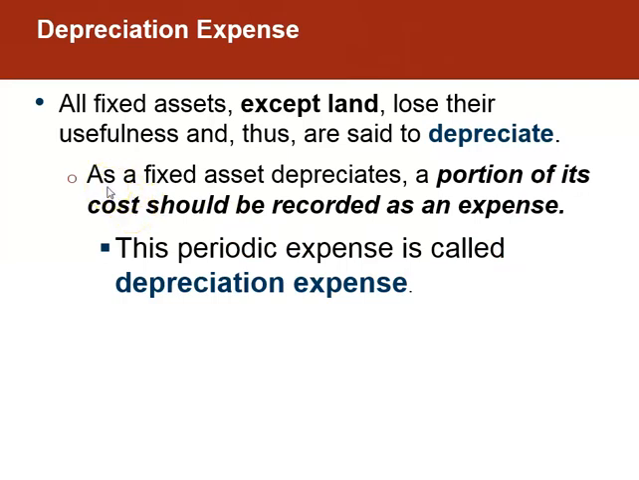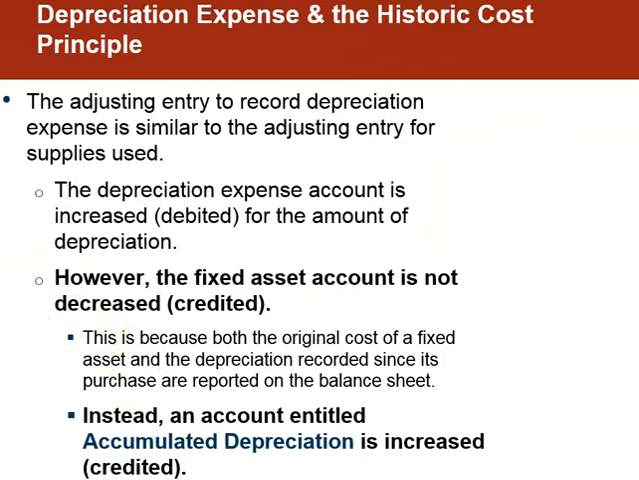It says, and I've told you this already, as a fixed asset depreciates, a portion of its cost should be recorded as an expense. Okay, this periodic expense is called depreciation expense. So if we go out and we buy a delivery vehicle for $30,000, that is not a $30,000 expense in the year that we buy it. It's not how it works. So how do we do it? Well, let's take a look here.